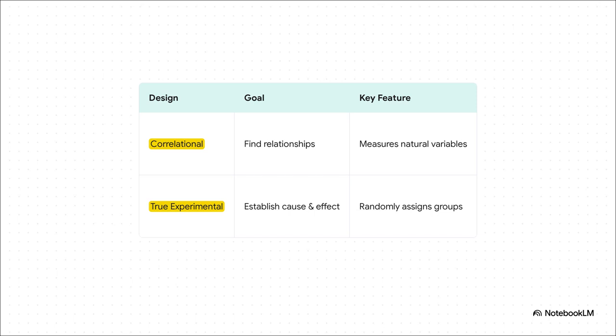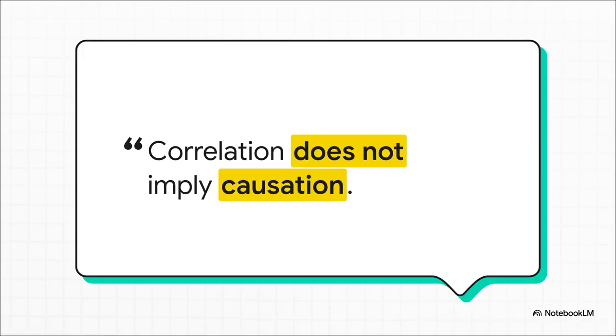That's where you randomly assign some students to use the app and others to a control group. That's how you isolate the cause. And this right here is one of the most important rules in all of research. Seriously, just because two things happen at the same time, it doesn't mean one caused the other. The classic example is that ice cream sales and shark attacks are correlated. They both shoot up in the summer. But eating ice cream doesn't cause shark attacks. A third thing, hot weather, causes both.